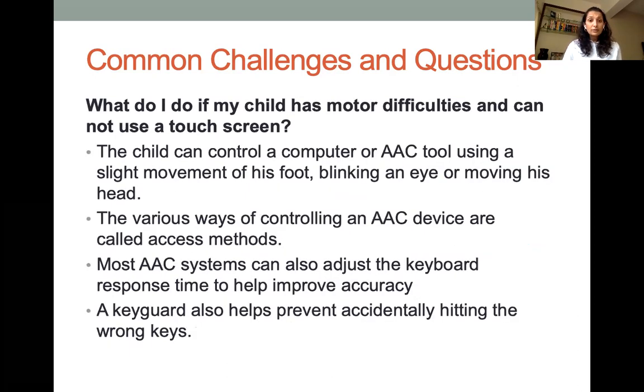What if a person has motor difficulties and can't use a touchscreen? Then you can control the computer or the iPad or the tablet by linking it to a switch and control it with any part of your body, like your foot, your hand, whole hand, by blinking your eye or moving your head. You can even hit your head against the switch to activate the device, okay? These methods of controlling an AAC device are called access methods, right?